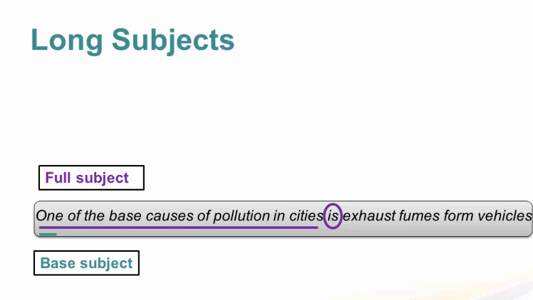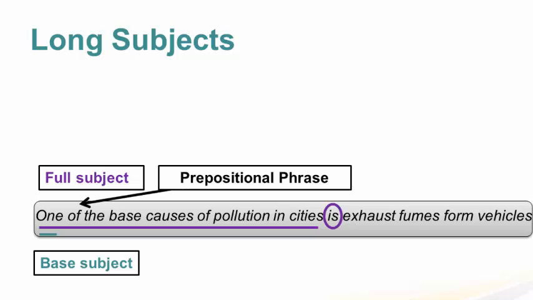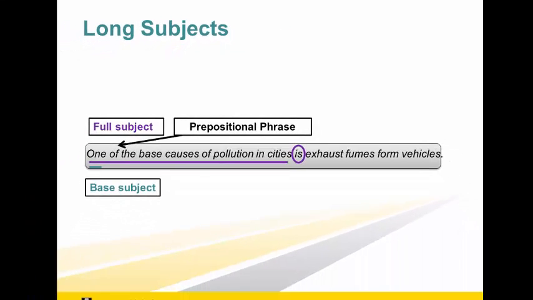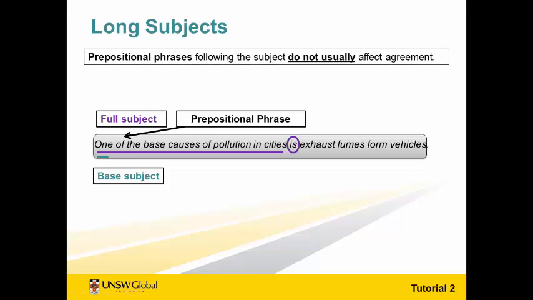Now there's no relative clause in the sentence, but we do have something called a prepositional phrase. These start with prepositions such as in, on, at. Prepositional phrases following the subject do not usually affect agreement. Now, do not usually means there are some exceptions to this rule, but we can learn this as a general rule in our English.